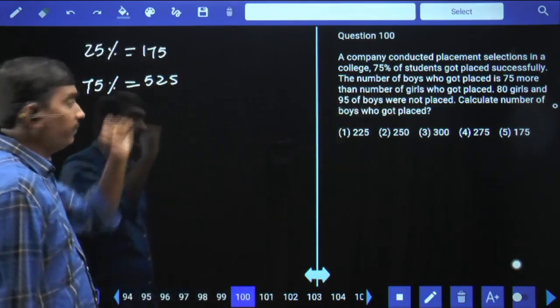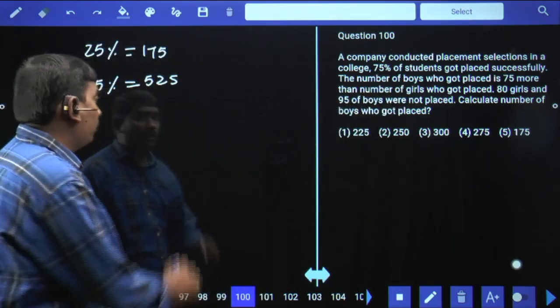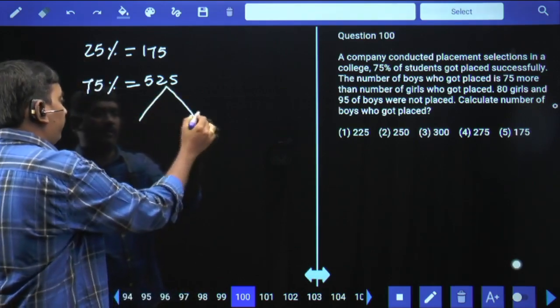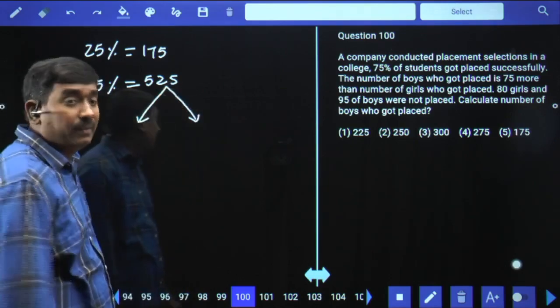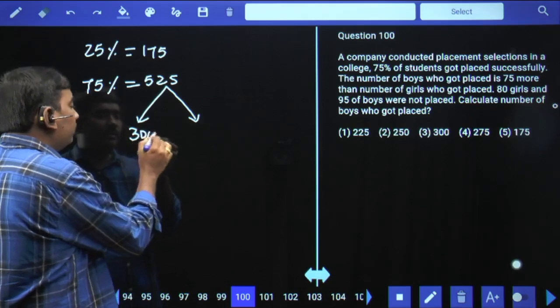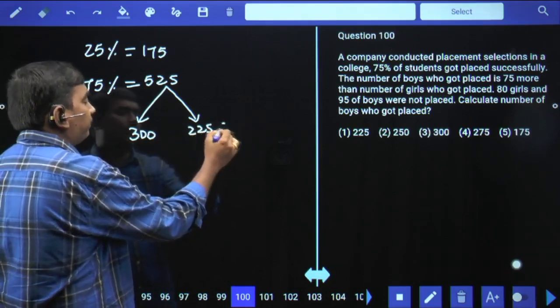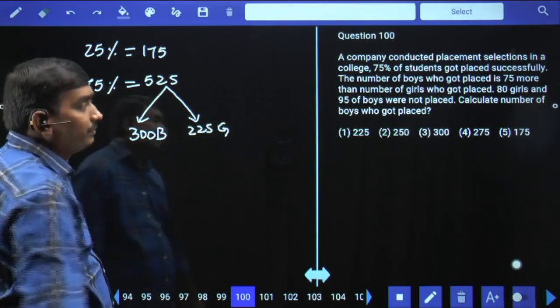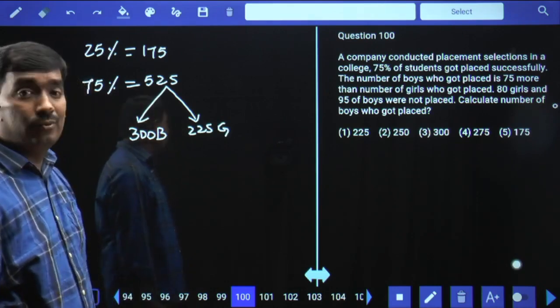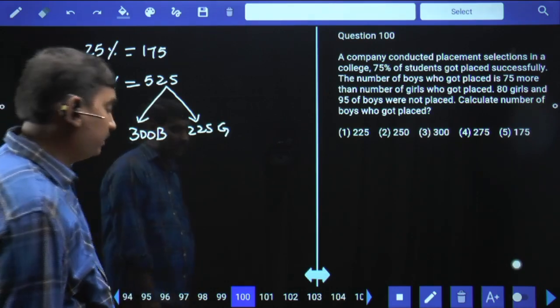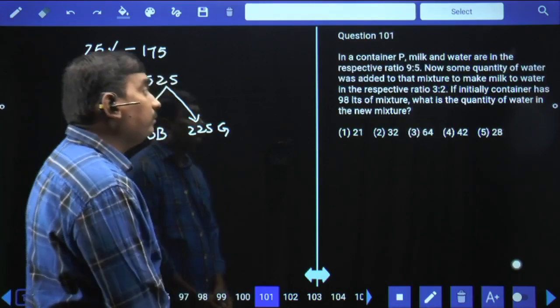In this 525, boys are 75 more than the girls. 525 plus 75, 600, divided by 2: 300 boys, 225 girls. So the number of boys who got placed is 300. Next.